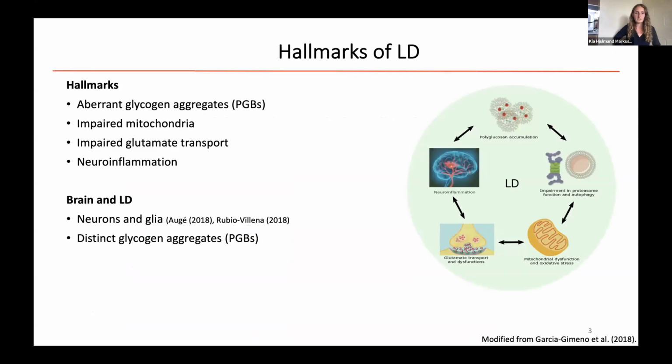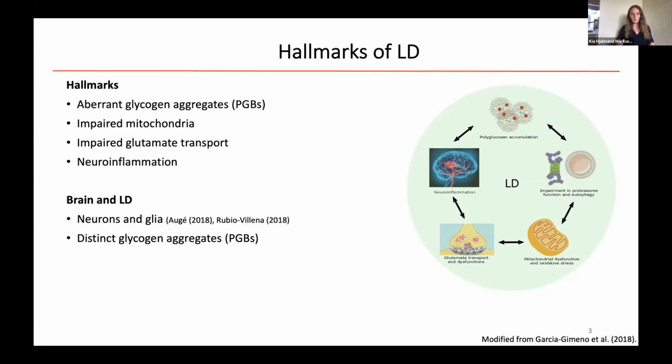So the community has done a great job of characterizing these hallmarks of the disease. And we know, of course, here the PGBs, which have been established to drive the disease. But other than that, we have another range of hallmarks, including impaired mitochondria, glutamate metabolic transport, and neuroinflammation.